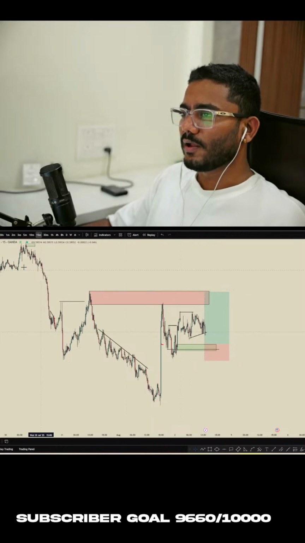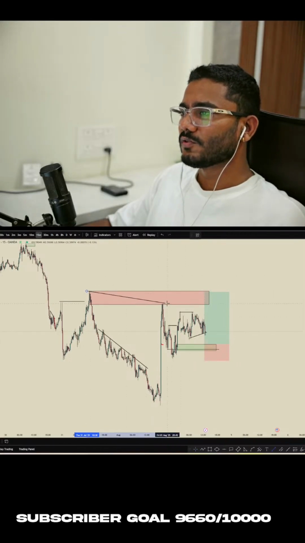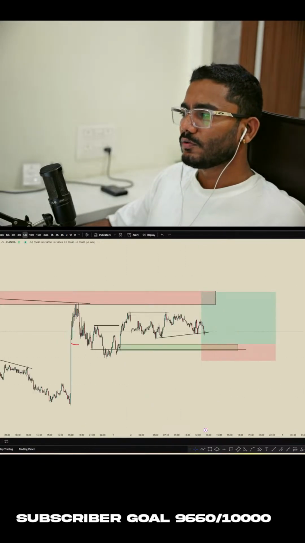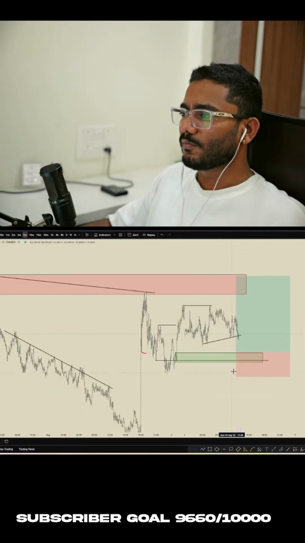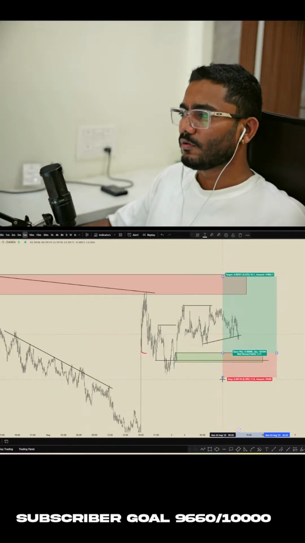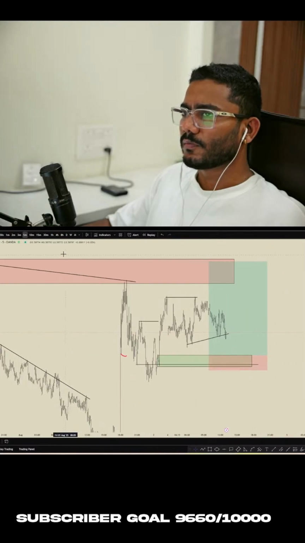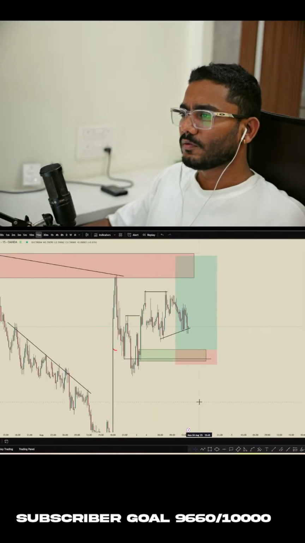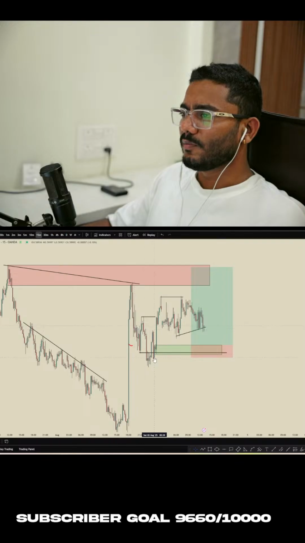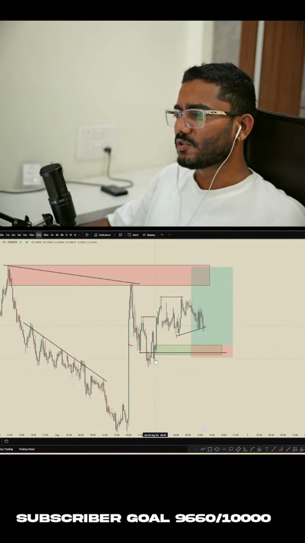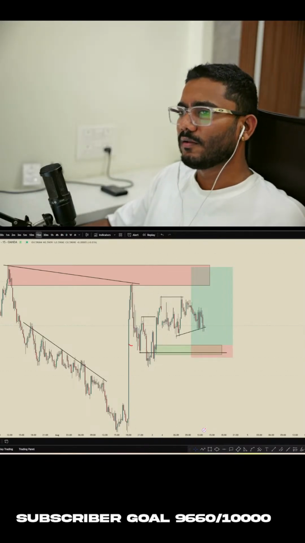Like here, price has already created this trend line liquidity. So this will make our setup 1:6. So we have this imbalance order block which swept out the previous liquidity, and the next high target.